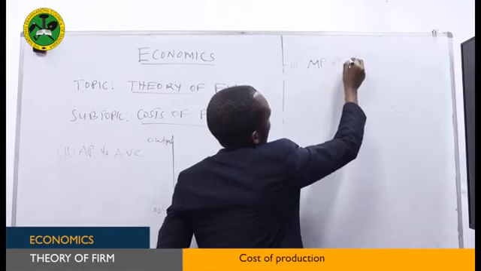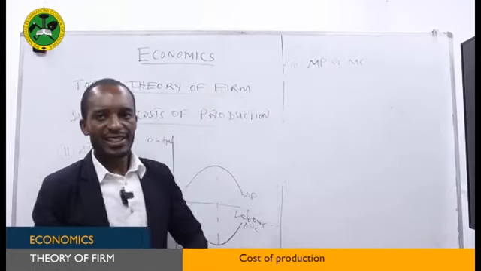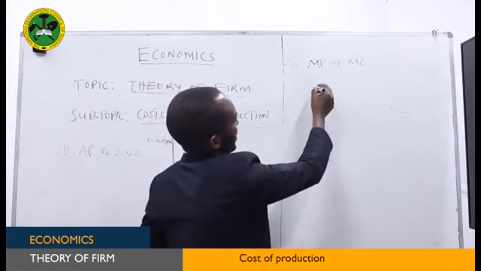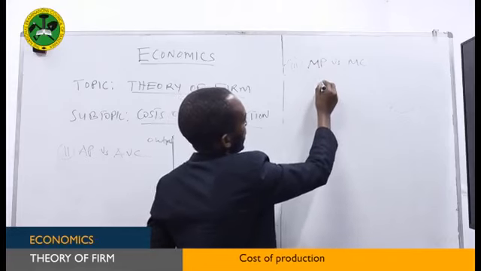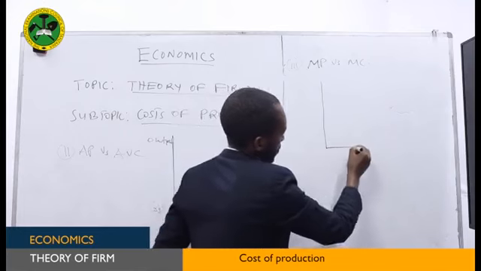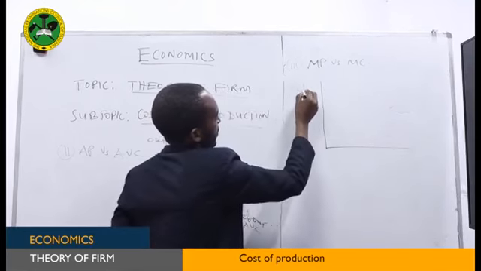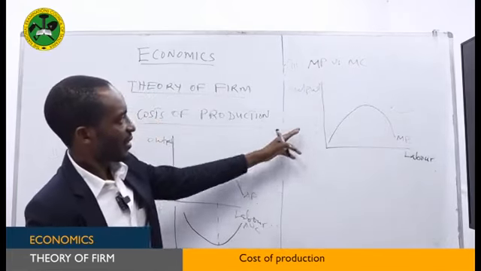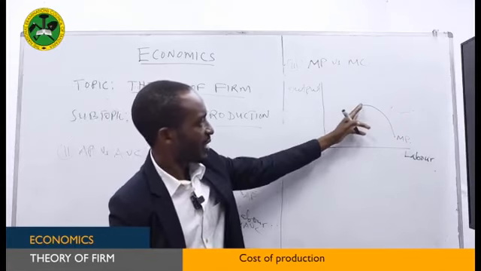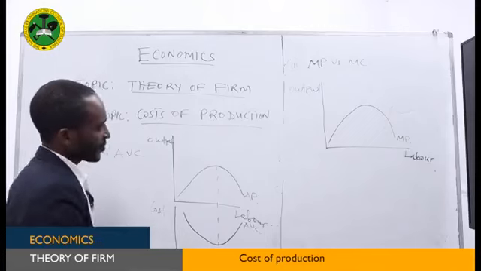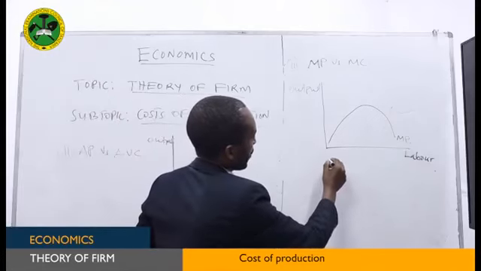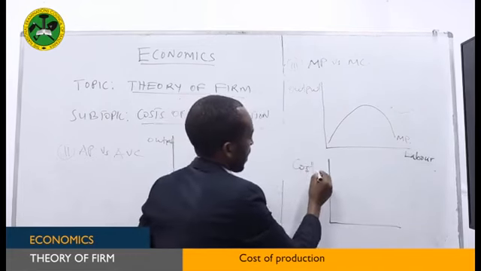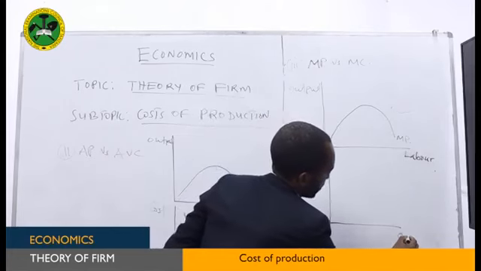versus marginal costs. So let us see the relationship between the marginal product and the marginal cost. Let us start with the graph of marginal product. Here is the output. The marginal product increases, then reaches a maximum, then declines. Then we have a cost curve, which is the marginal cost curve. Here is cost, and here is output produced.